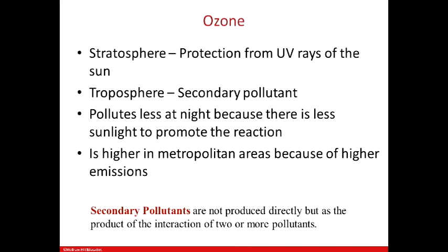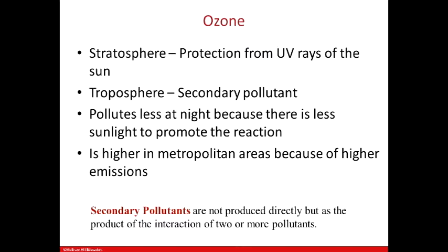In the troposphere, ozone is called a secondary pollutant. Again, it protects us in the stratosphere, but in the troposphere it is a secondary pollutant. A secondary pollutant is not produced directly, but as a product of interaction of two or more pollutants. In other words, the ozone in the troposphere interacts with other pollutants and other species, and that creates a secondary pollutant that causes us problems. So many times it's not the direct material, but the result of that material interacting with other pollutants that causes a problem, and that's what happens with ozone.